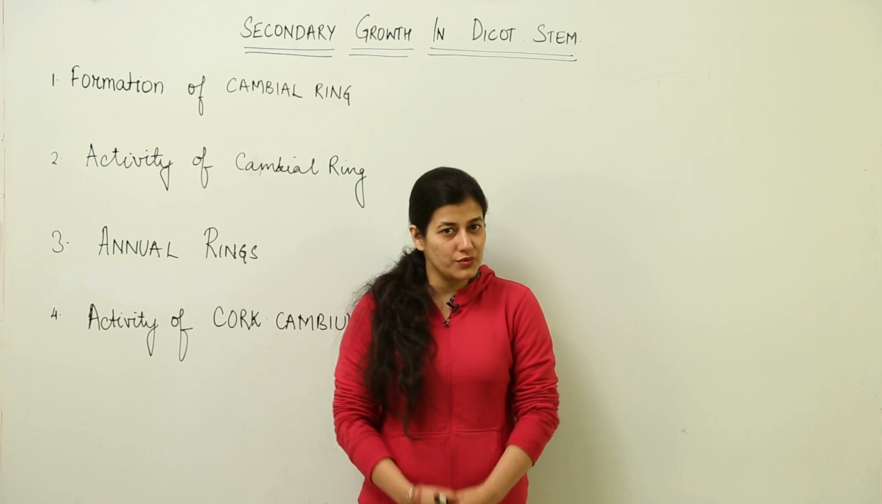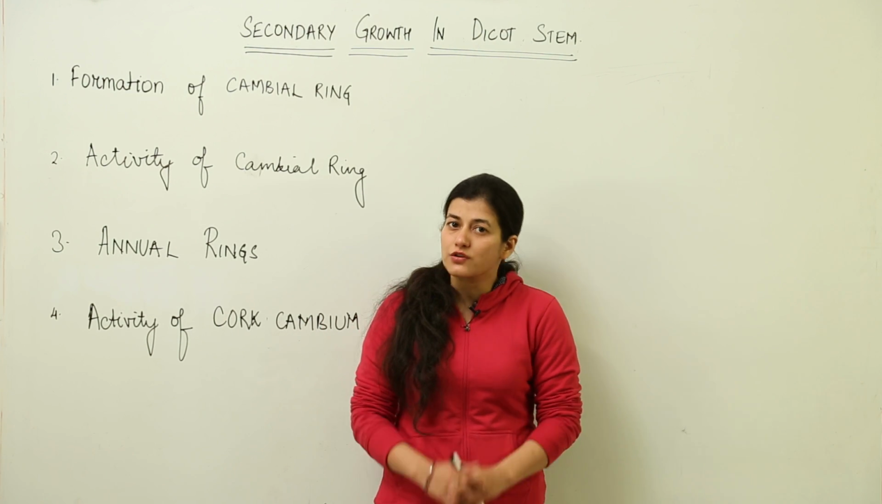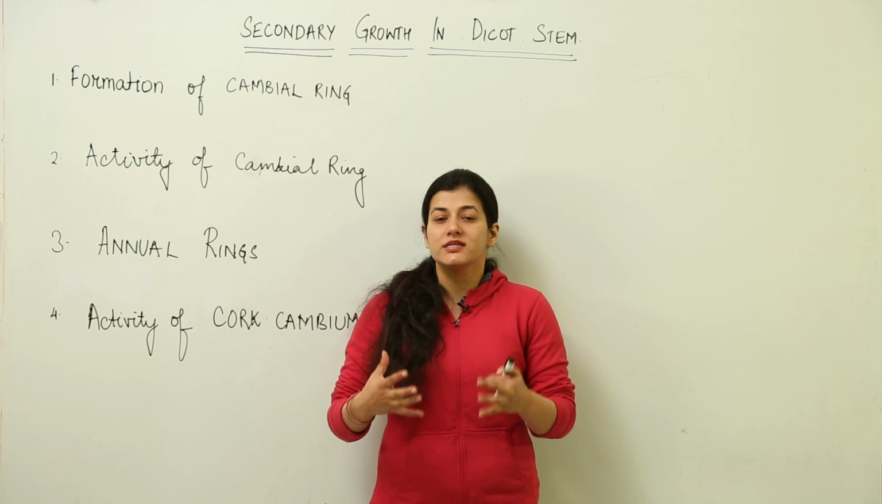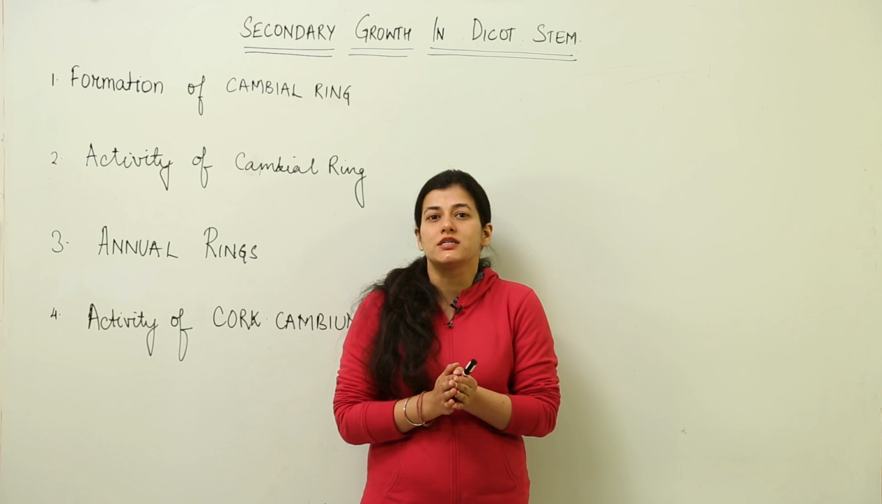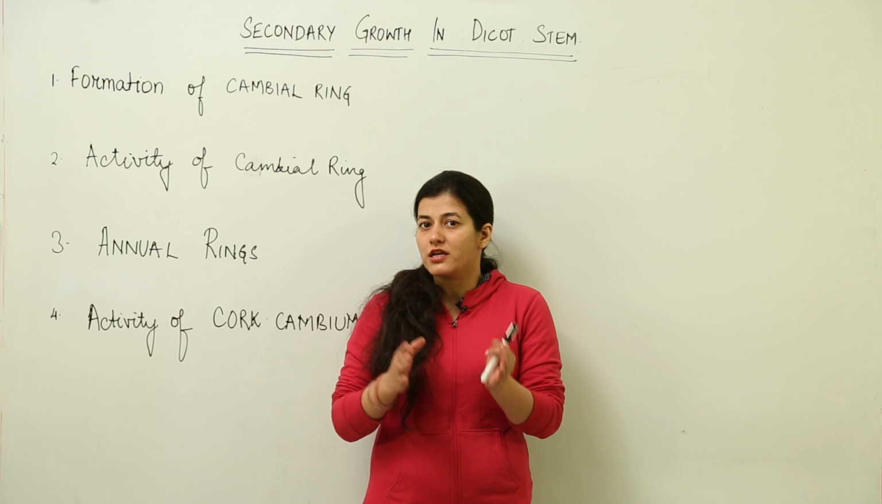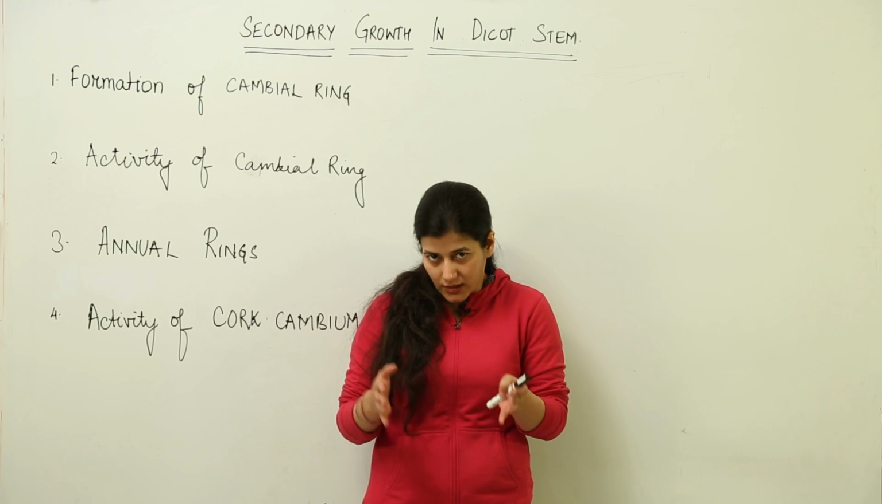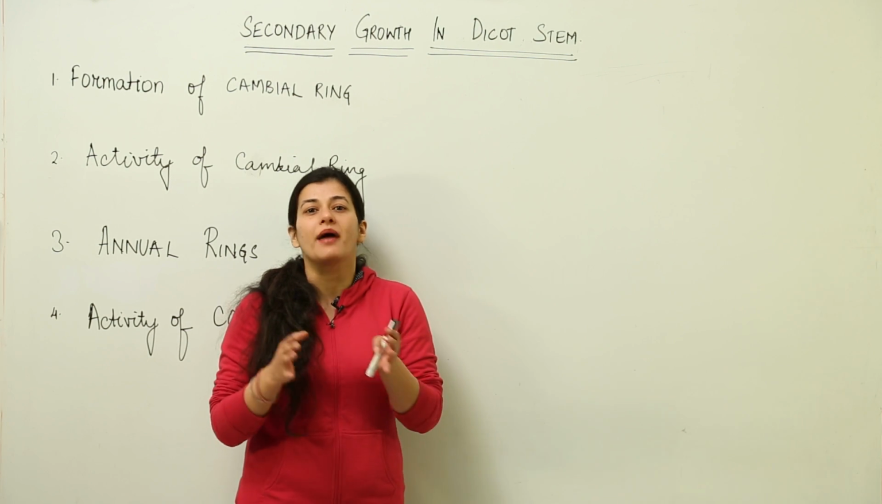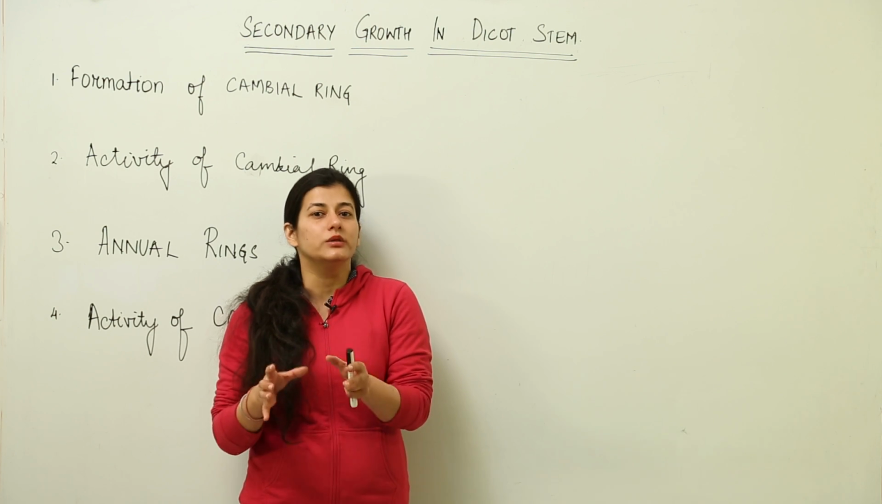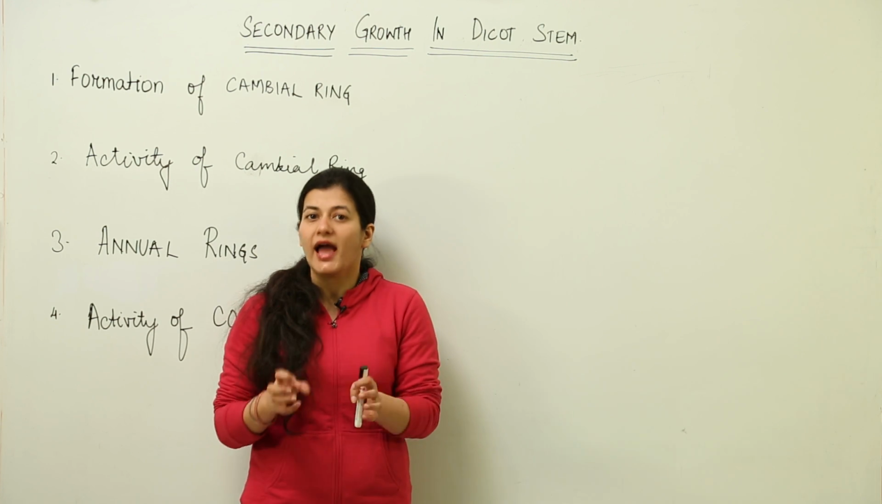Now we are going to understand the salient features of the secondary growth. Now what is secondary growth? It is that process by virtue of which there is growth in the size, or rather I would say the width of the stem and the root, and this occurs only in the dicot stems and dicot roots.